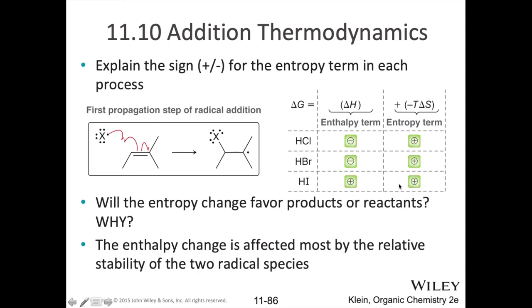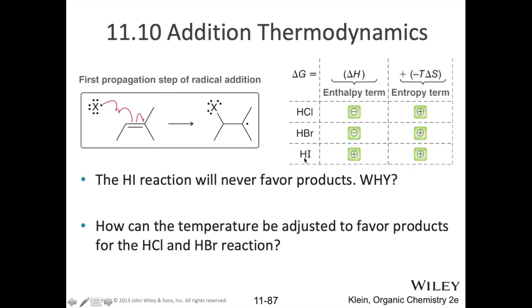Because both these terms are positive, delta G is going to be positive, and that's going to be non-spontaneous. Okay, so that only leaves HCl and HBr to consider. So let's have a look at what happens with those.